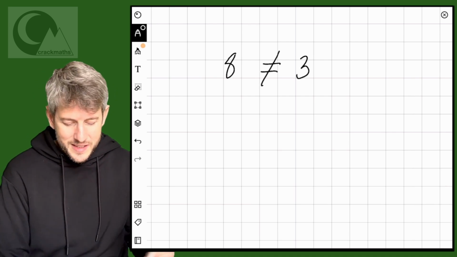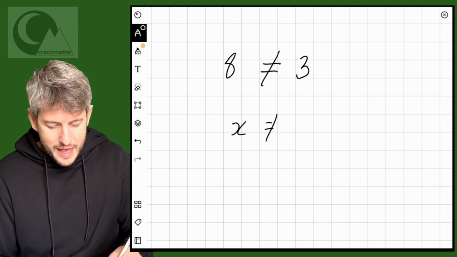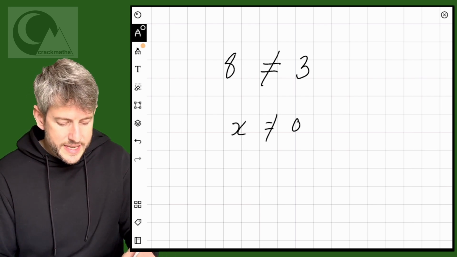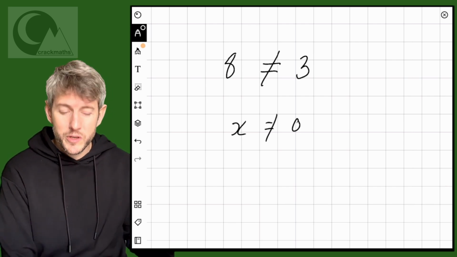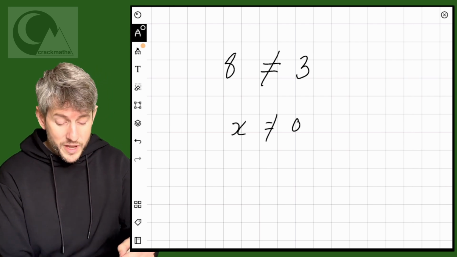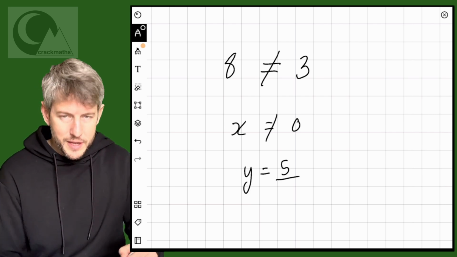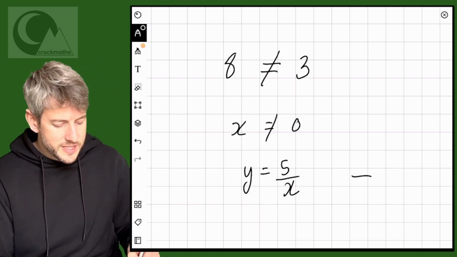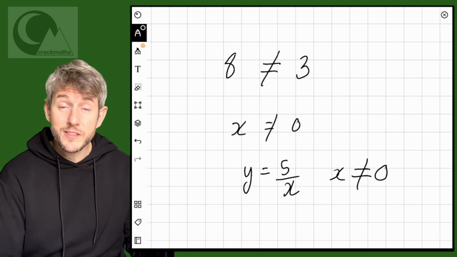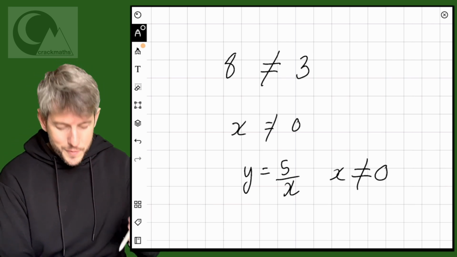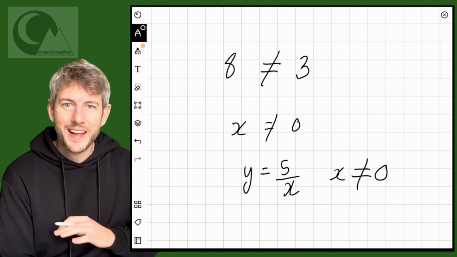You might actually see it in an equation where they might tell you x is not equal to 0. Okay, that's a popular one that comes up because you might get a formula where you might have something like y equals 5 over x, and then they might say where x is not equal to 0. And the reason they would say that in this scenario is because you can't actually divide something by 0. Okay, that doesn't work.